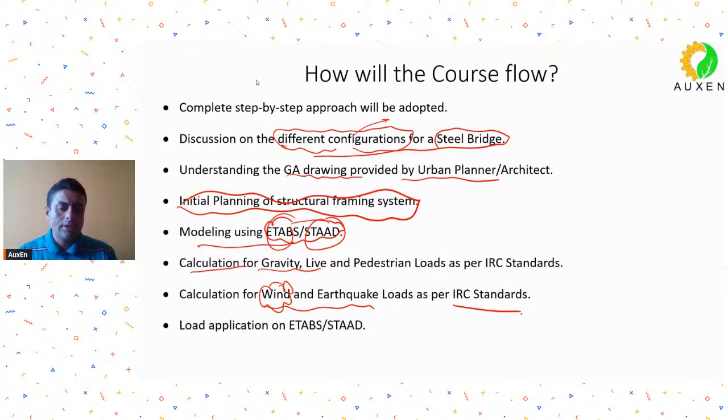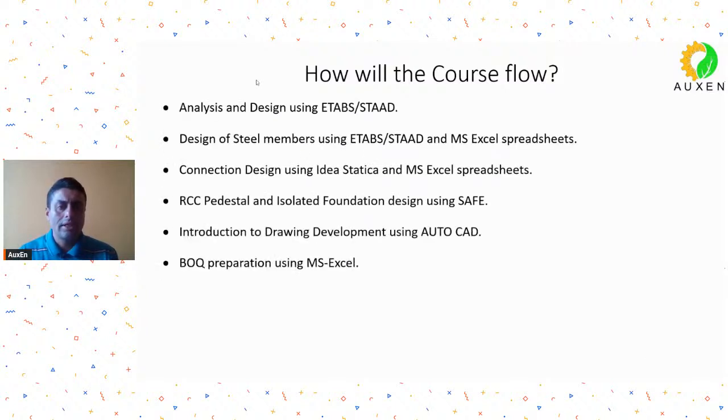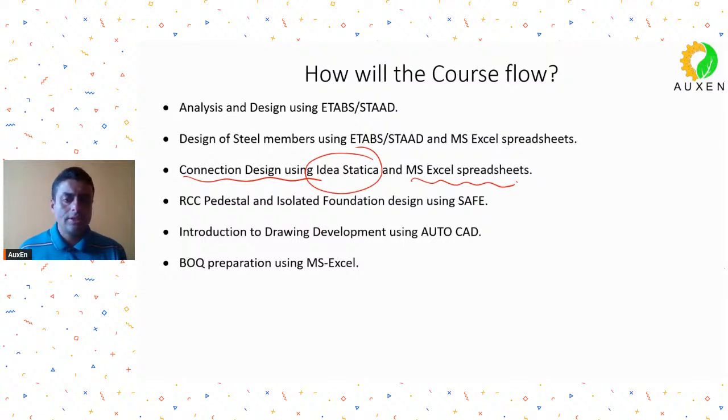Then, once the loads are calculated, we will apply the load in the software. Everywhere I've written ETABS/STAAD, we will be using one of them or both, maybe, let's see. Then we will do the analysis and design using ETABS or STAAD. Then the design of each and every steel member, again using ETABS or STAAD, plus Excel spreadsheets also. Once that is done, then we will do the connection design, and for connection design, we will use Idea Statica plus some Excel spreadsheets.